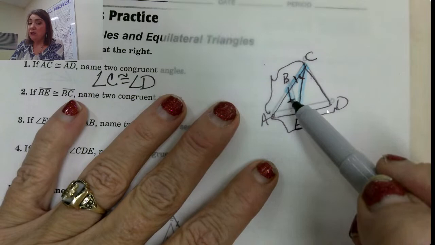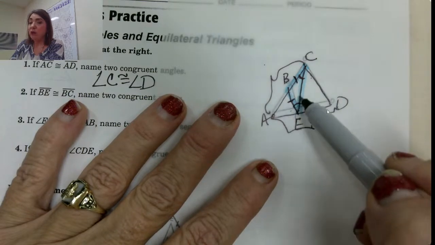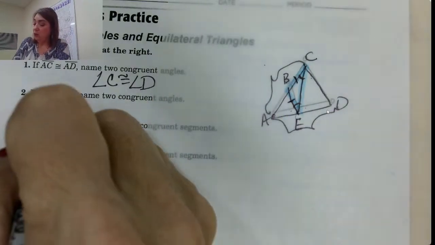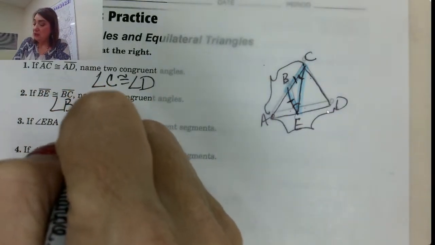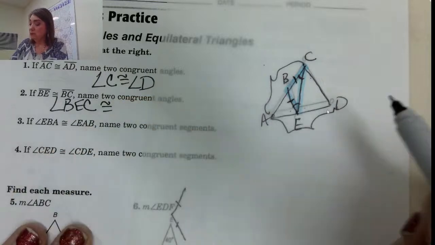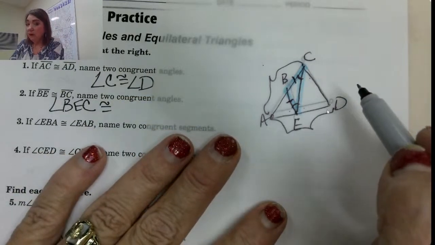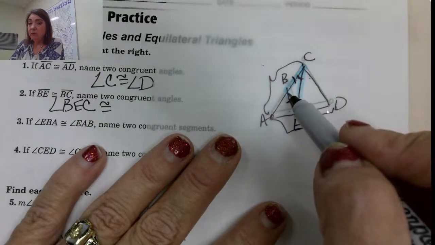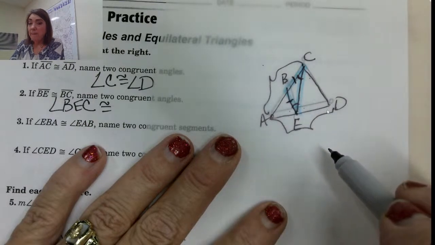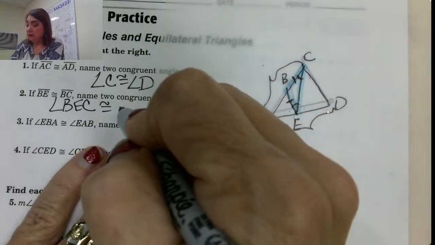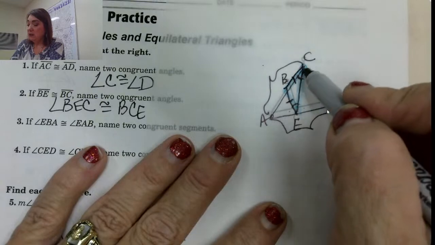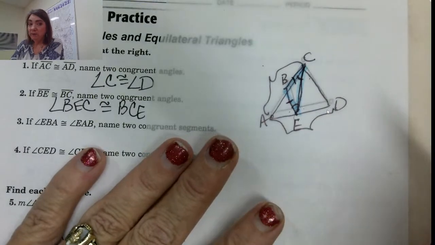So we're going to have to actually name those angles. We're going to have to name this one here. What would we name it? What's 3 points? B, E, C. So we would say angle BEC is congruent to what? Angle BCE. Angle BCE. Y'all see it?